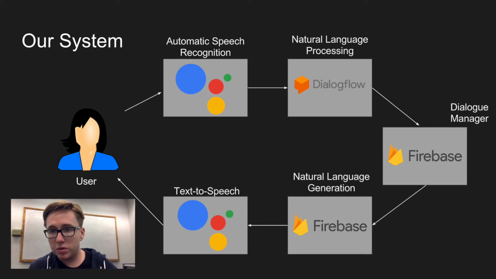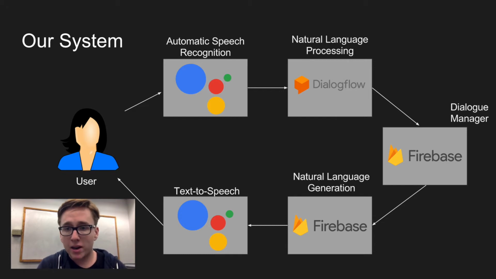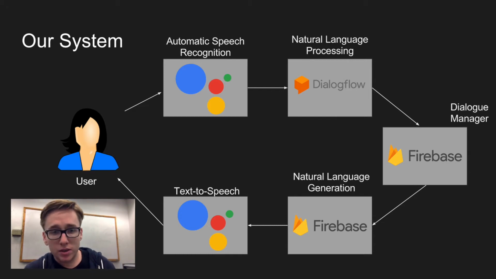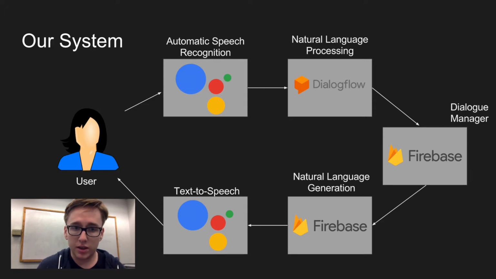The user will speak to Google Assistant, which will transform their words into text through automatic speech recognition, passing the text along to Dialogflow for our natural language processing, which will then trigger certain intents and fulfillments in our backend on Firebase, written in Node.js. That will in turn send a set of strings as responses back to the user, or specifically back to Actions on Google, which will then read it out to the user as text-to-speech.